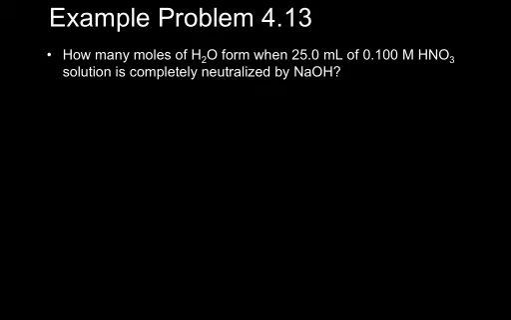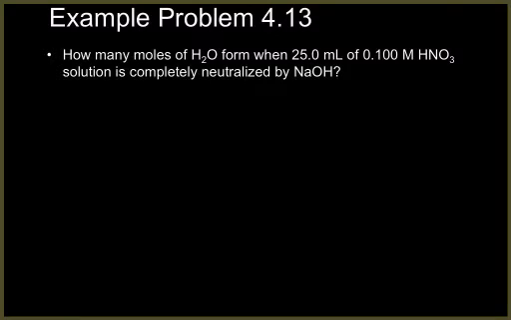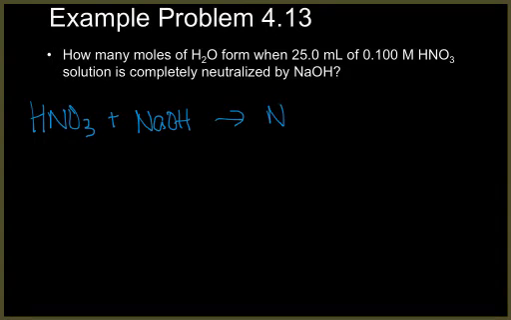Just like before, we're always going to start with the balanced equation. So this is how many moles of water form when 25 milliliters of a 0.1 molar nitric acid solution is completely neutralized by NaOH. So what that means is we have HNO3 reacting with NaOH, and this is a double replacement reaction basically. It's also called an acid-base reaction, but you can look at this as a double replacement. We get sodium nitrate and water formed. So HOH, which is the same as water. Then this is already balanced.